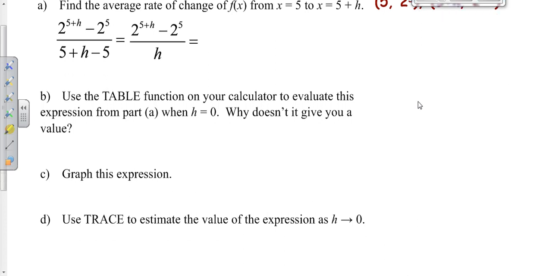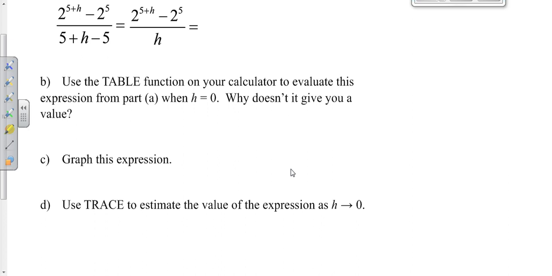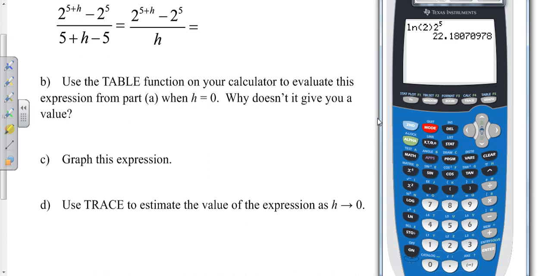So then we want to go ahead and take a look at our table. We're going to take our calculator. We're first of all going to take this right here and put it into our y equals. But our calculator doesn't like h, it only likes to use x. So wherever you see an h here, make sure you put it in as an x, making sure you have the whole top in parentheses.